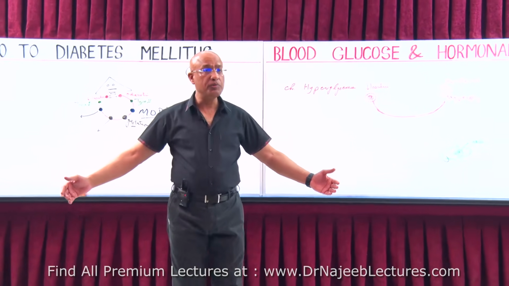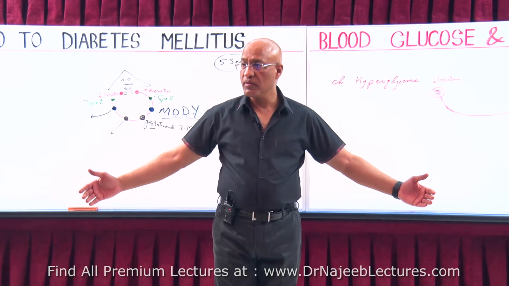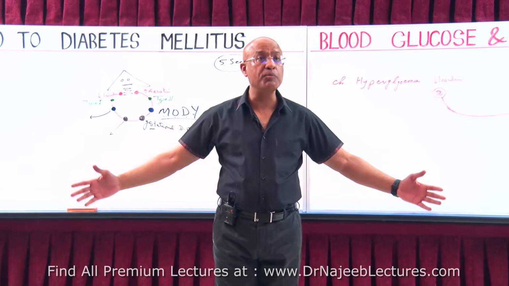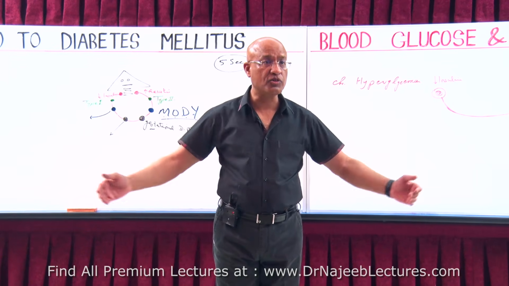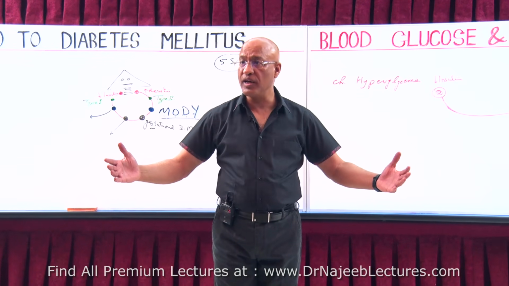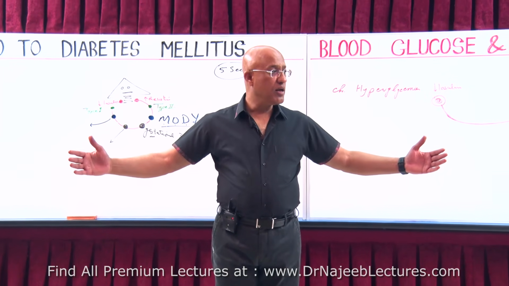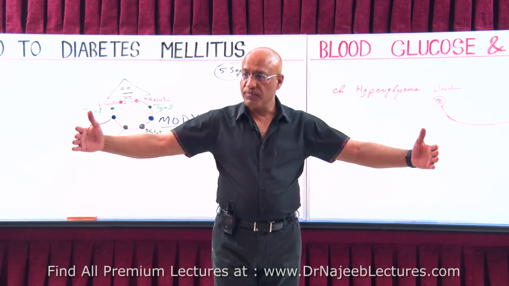Every year, how many people die due to this disease? Who will tell me? About 6 to 7 million people. 6 to 7 million people die of diabetes. So I must say that this is basically a diabetic monster.